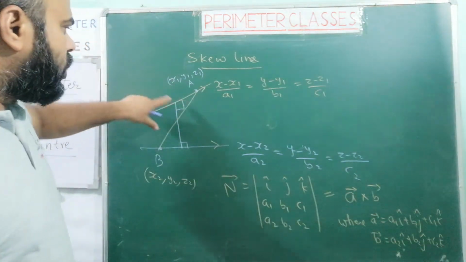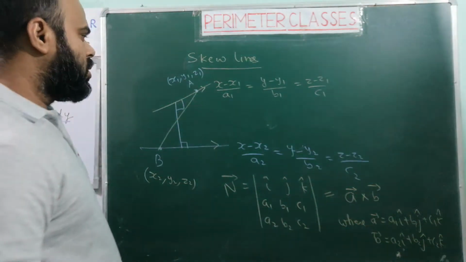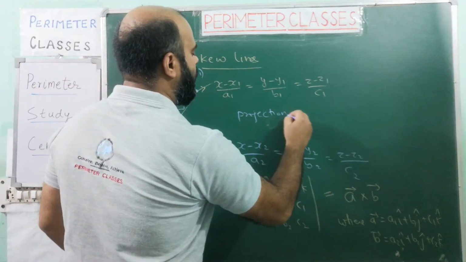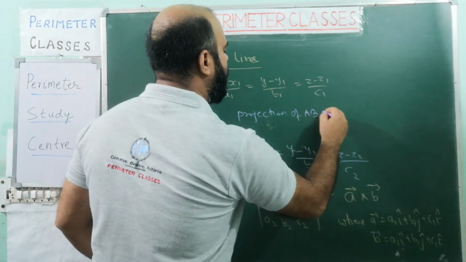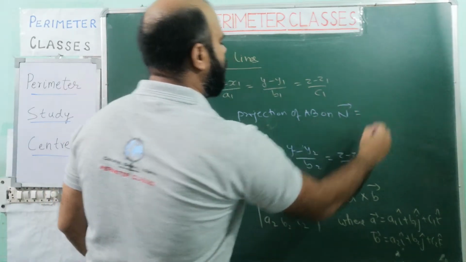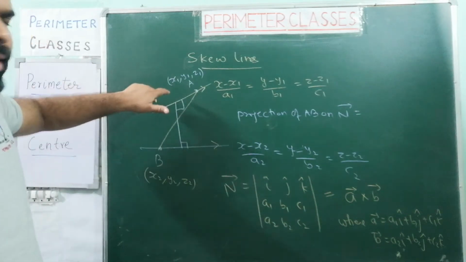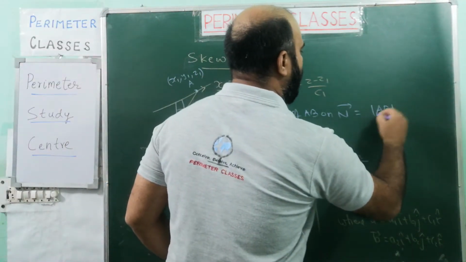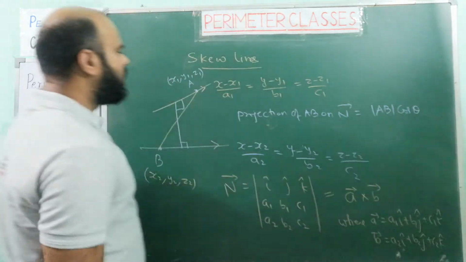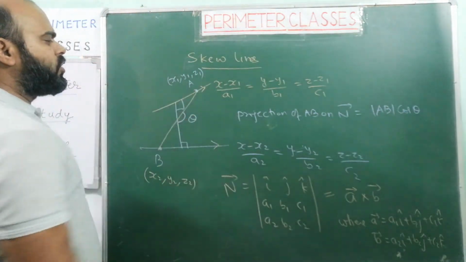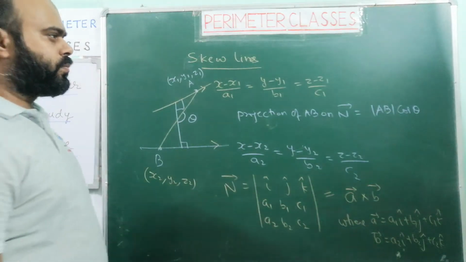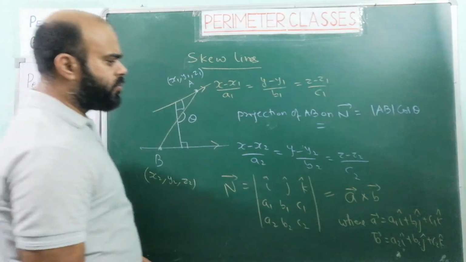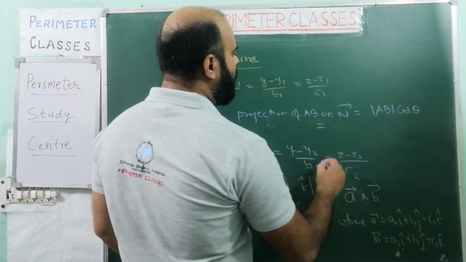Now what is the projection of AB on the common normal N? It is the component along this. So we can say that it is the magnitude of AB times cos theta, where theta is the angle which this line makes with the common normal.